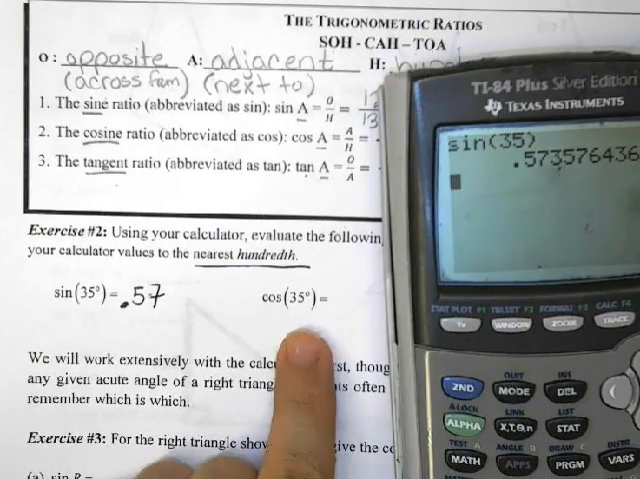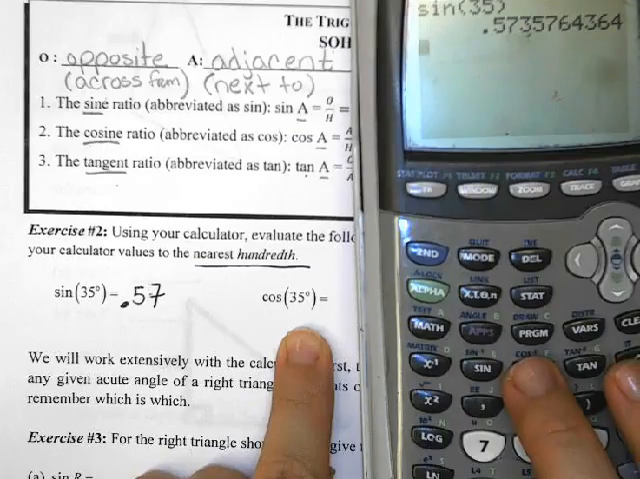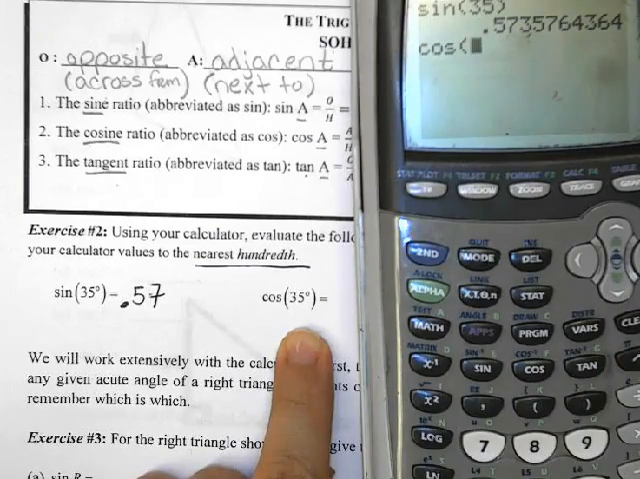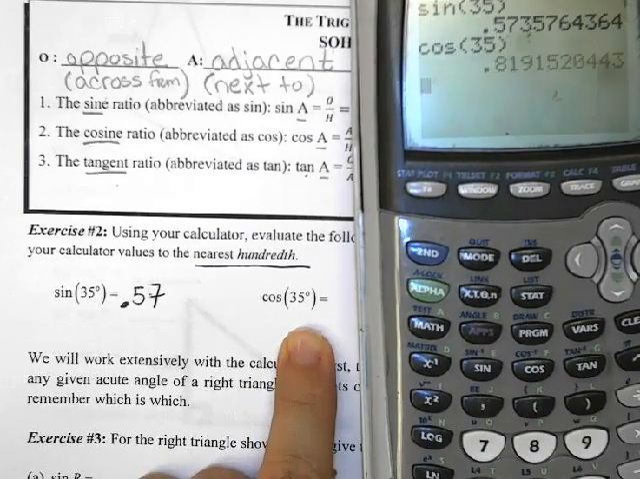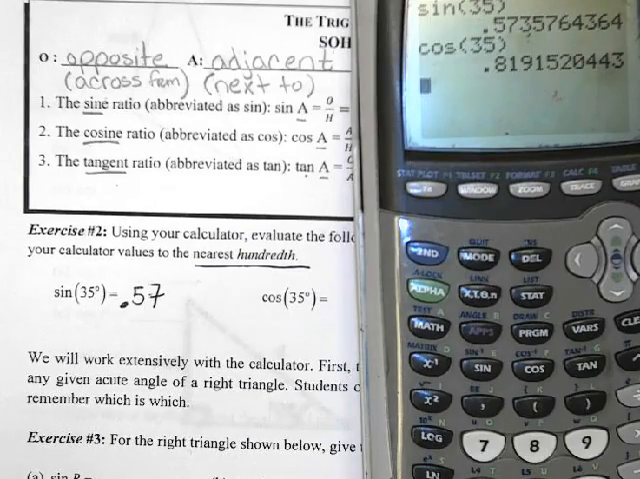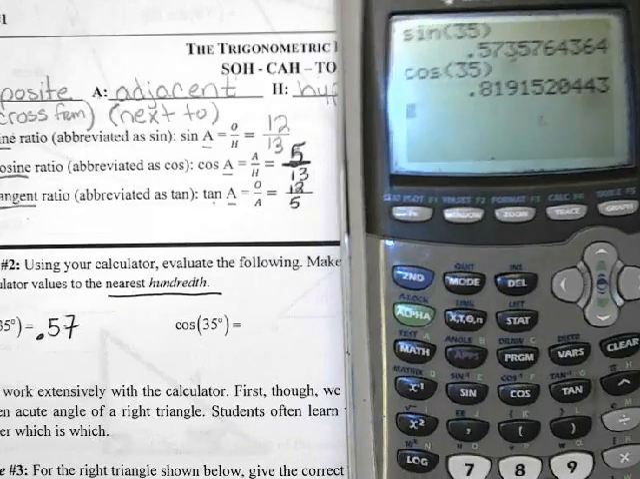Okay, so let's do the next one, cosine. So you just hit cosine, 35, and close it. What does that round to? 0.82.